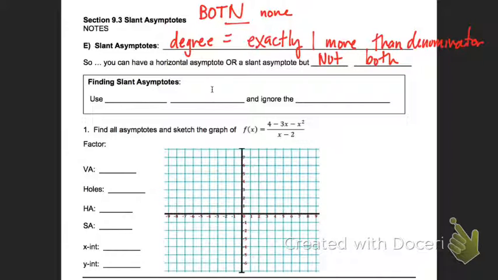So to find a slant asymptote, we will use long division or synthetic, and ignore the remainder. We don't do anything with it. It means nothing to us. So let's look at our example. And we'll do slant asymptote last, okay?